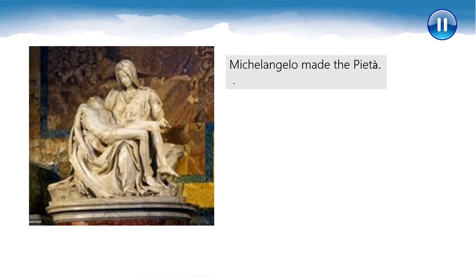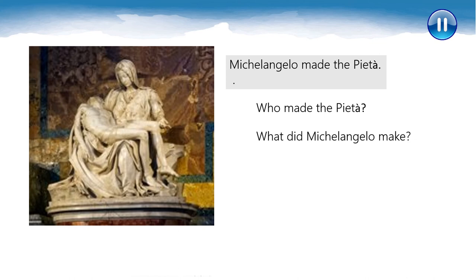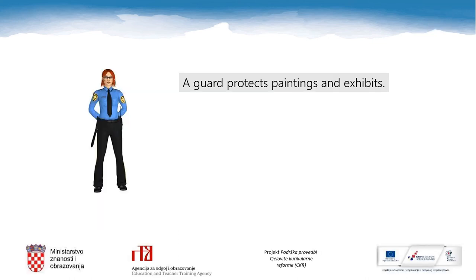Pause the video, copy and write. Well done, welcome back. And the questions are, who made the Pietà and what did Michelangelo make? Great. And the last example for you, a guard protects paintings and exhibits. So copy the sentence and make two questions, one with who and one with what.